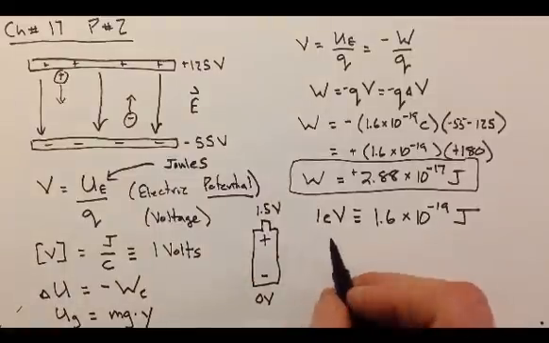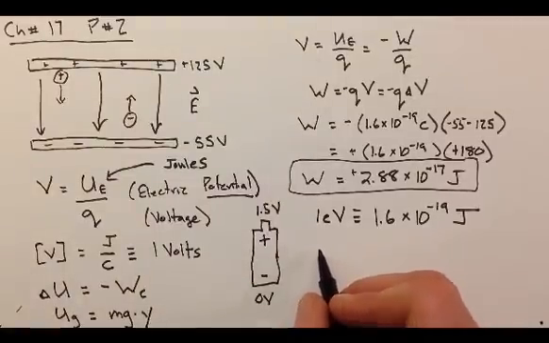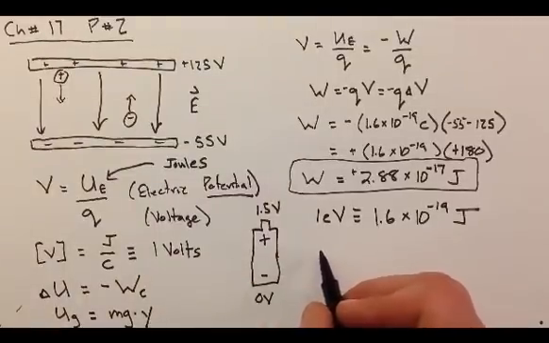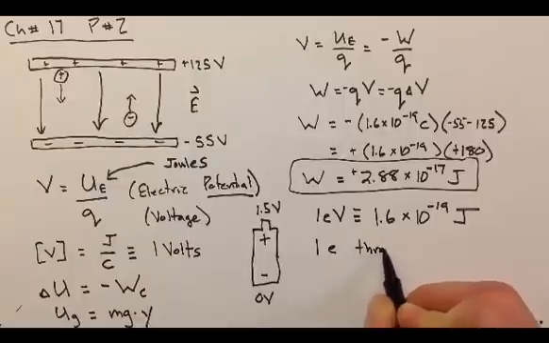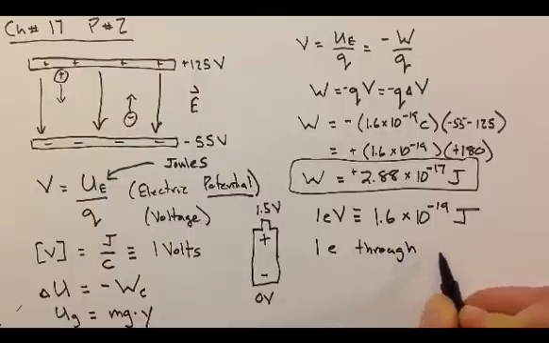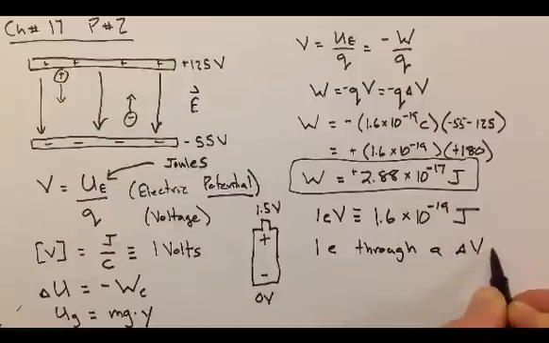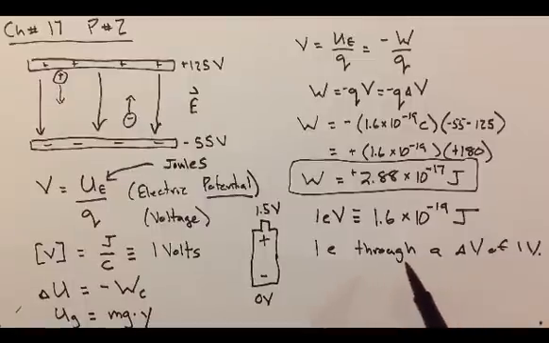So it's just what it sounds like. 1 electron volt is the amount of work done, or work needed, to move 1 electron through a change in voltage of 1 volt. So it's just what it sounds like.